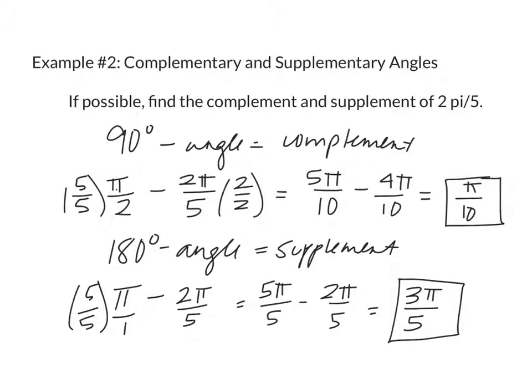Sometimes it's not always possible to find a complement. The reason I wouldn't be able to find a complement is because the angle given is already greater than 90 degrees. So there's no way to find a complement to it, because it's already considered obtuse.